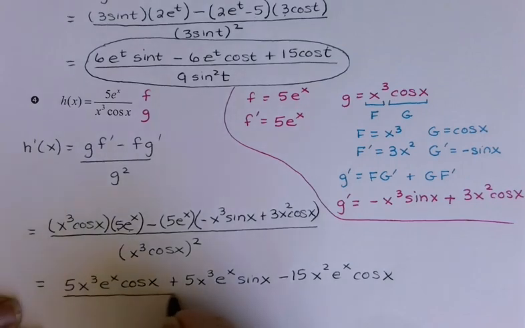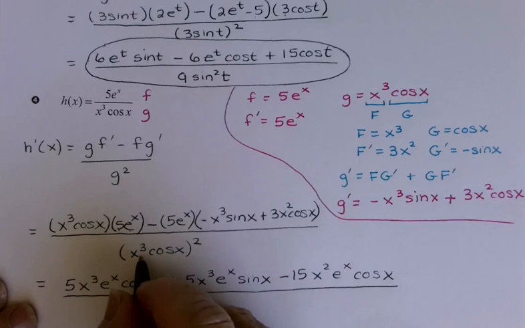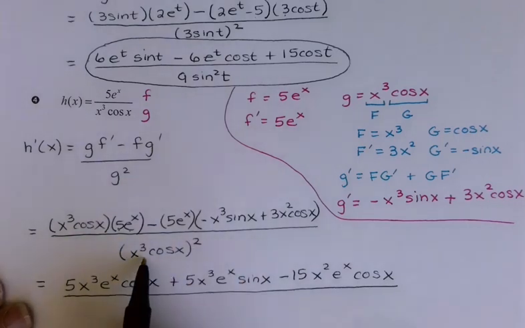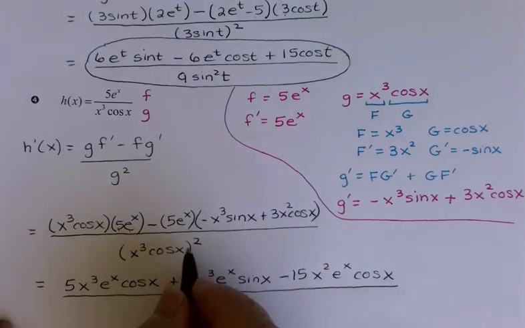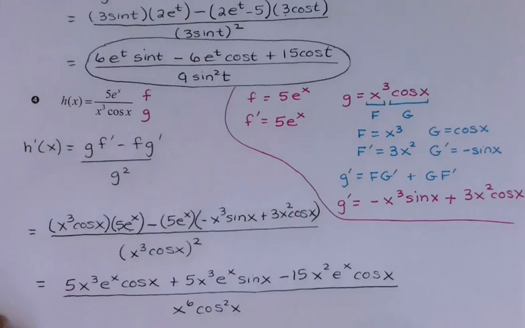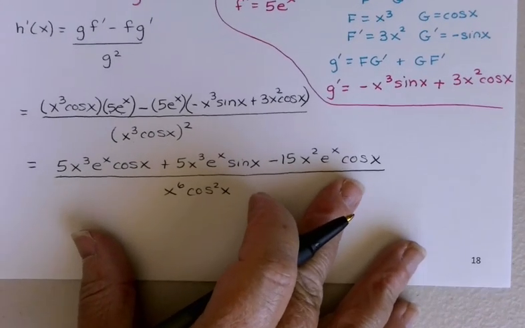In the denominator, we can go ahead and square that out. Again, when there's no adding or subtracting between the terms, right? When there is, you have to use FOIL. It's not quite as nice, but when it's just a product, you can just square both factors. So x to the 6th cosine squared x.